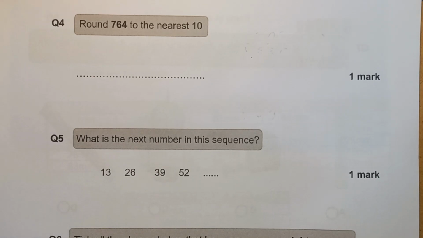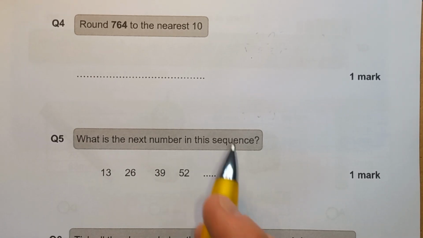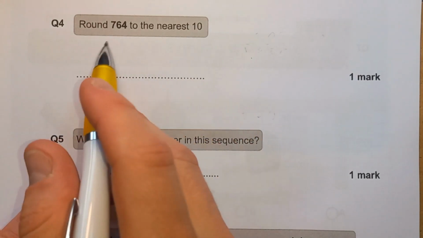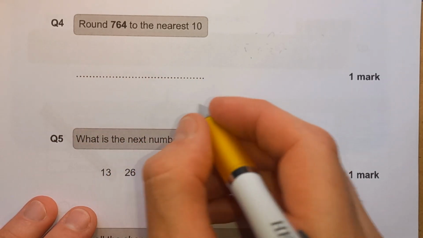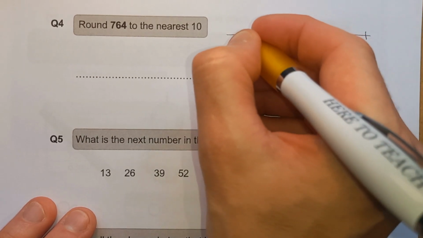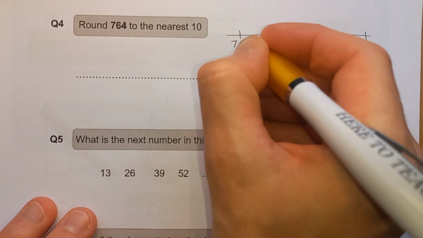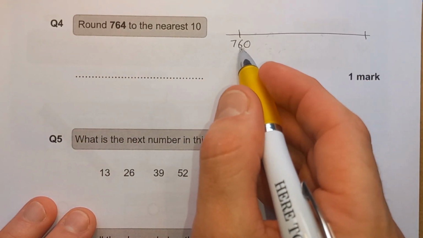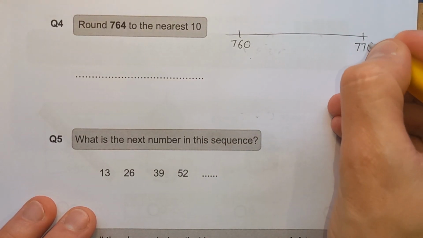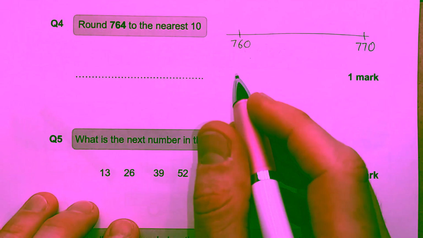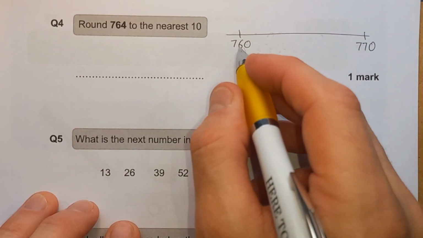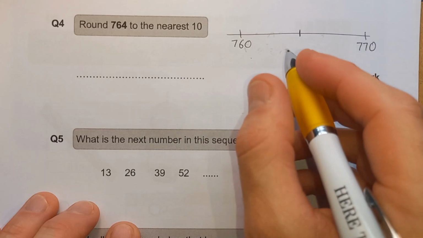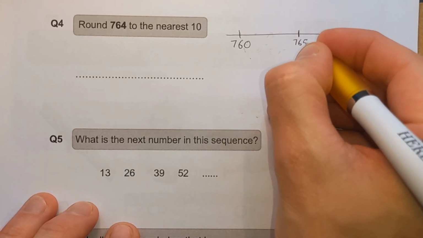Question 4. Round 764 to the nearest 10. Well, let's think, what 10s are either side of 764? Well, the 10 below it is going to be 760. So let's draw a bit of a number line. We're going to have 760 down here, because that's basically that number, but without the 4, 760. The next 10, well, if we increase the 10 by 1, we'd get up to 770. So a good way to do this is to think, well, where would halfway be? Halfway between 760 and 770. Well, halfway is always going to be a 5. So the midpoint would be 765.